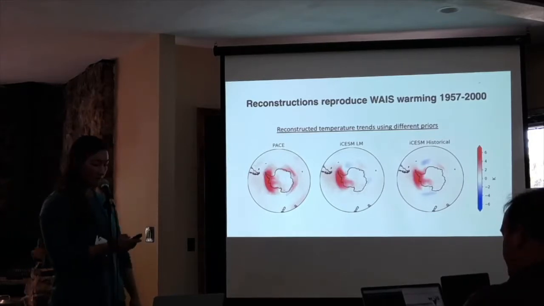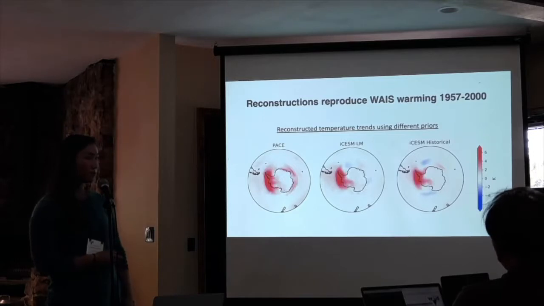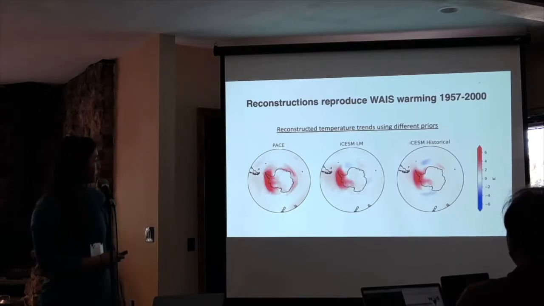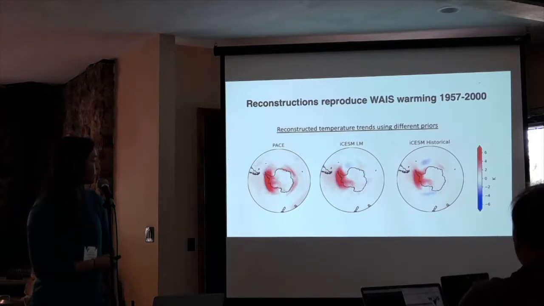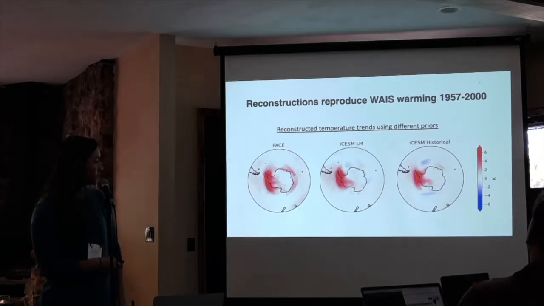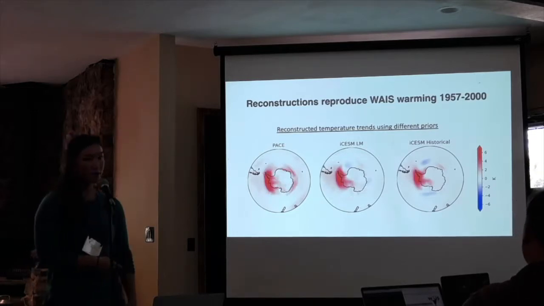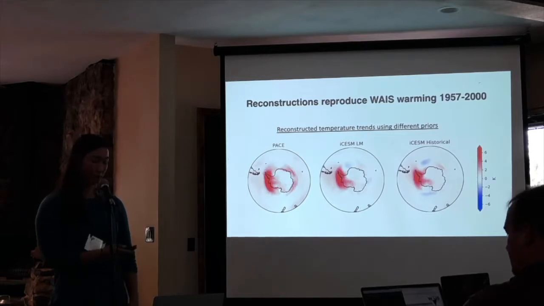So on to my reconstructions. As a first pass, I want to see how well we can do at reconstructing temperature. Shown here are 3 reconstructions from 3 different priors, meaning 3 different climate models. Plotted are the temperature trends from 1957 to 2000, because we're all familiar with this. We do see that regardless of the prior we choose, we see this West Antarctic warming trend that we're all familiar with, demonstrating that this method does pretty well at reconstructing temperature trends.